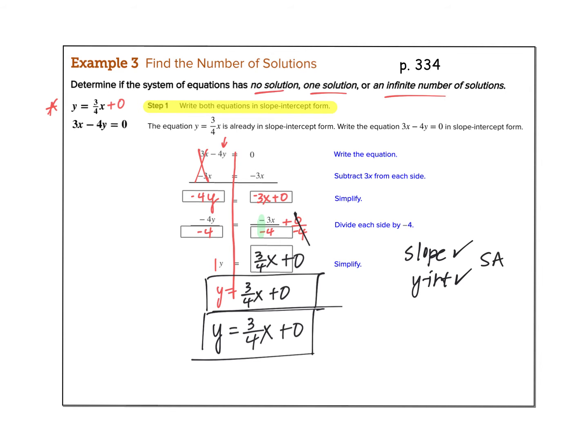They are both the same. It is an infinite number of solutions. Basically, it's one line on top of itself. So there's going to be tons of solutions on that line. So an infinite number of solutions.